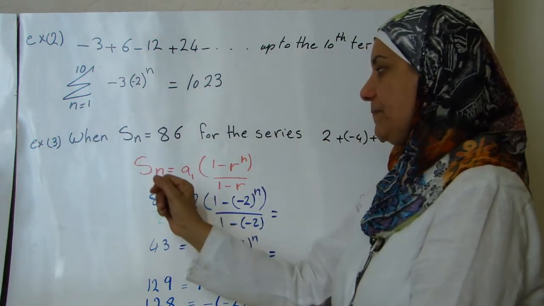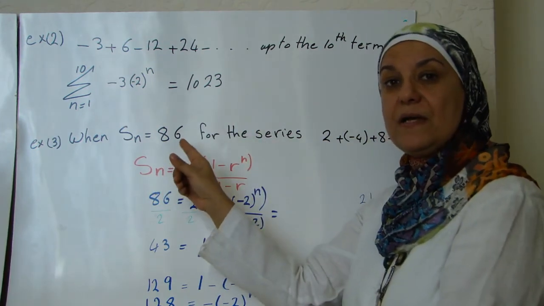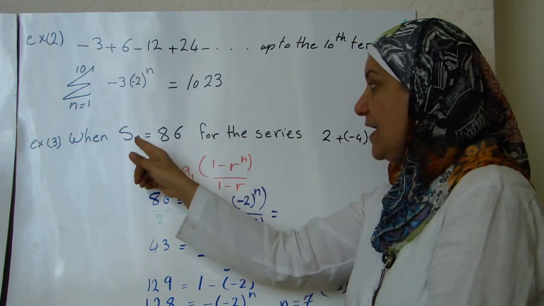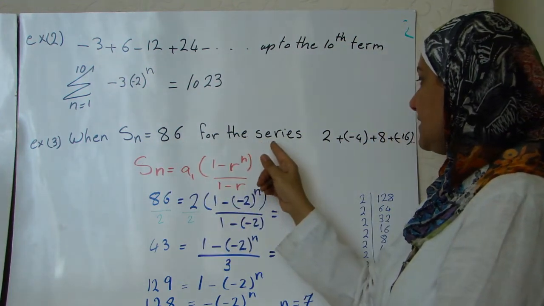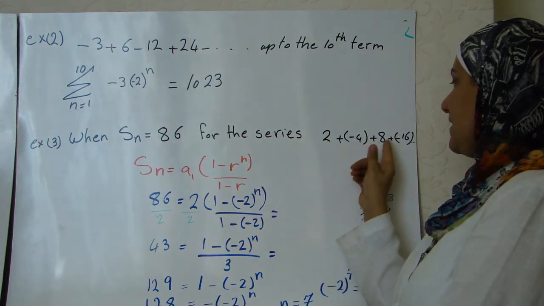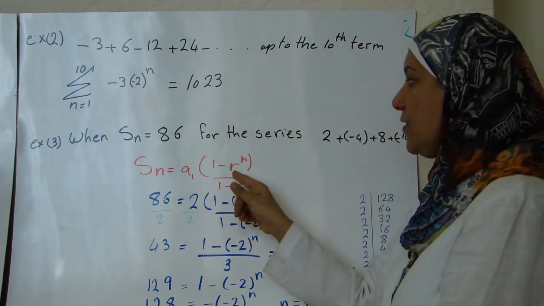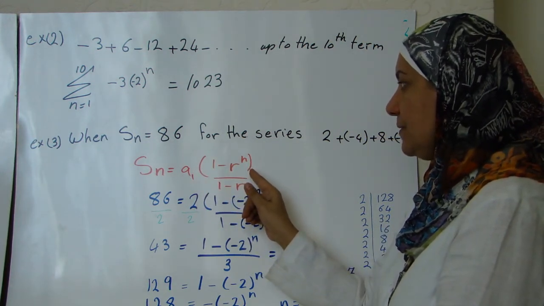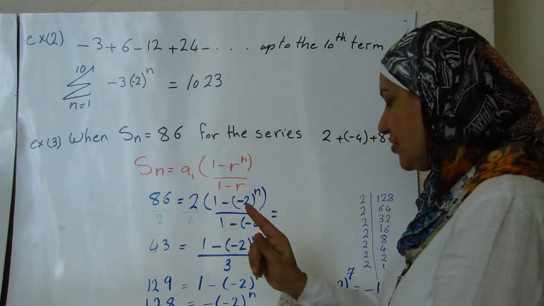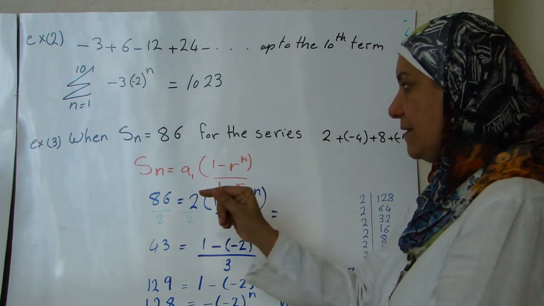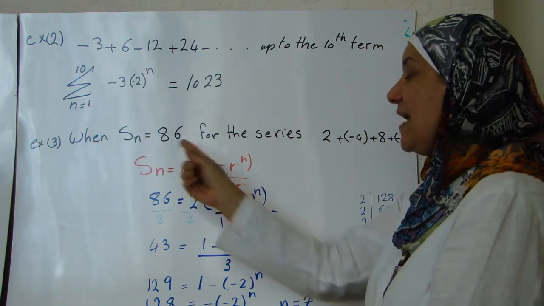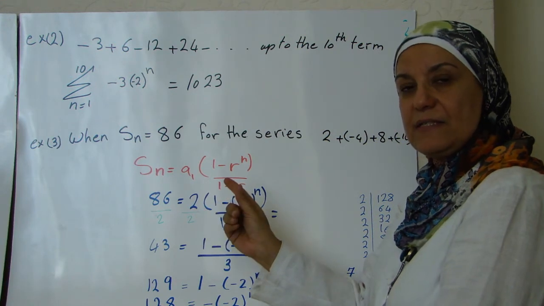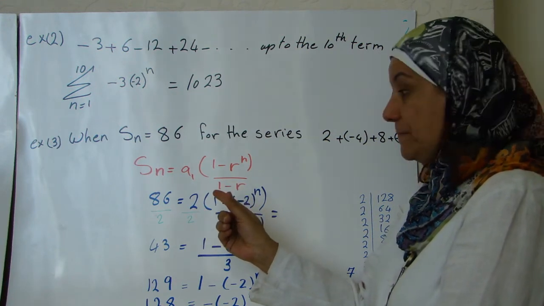Now, example 3. Assuming I do have the sum, but I don't know how many terms there are. I don't know the r. I know Sn equals 86 for the series 2, minus 4, 8, and minus 16. And I do know that a1 is 2. And I don't know how many terms I need. I don't know the n. I know this sum is S of n. But how many terms in my series must I add?